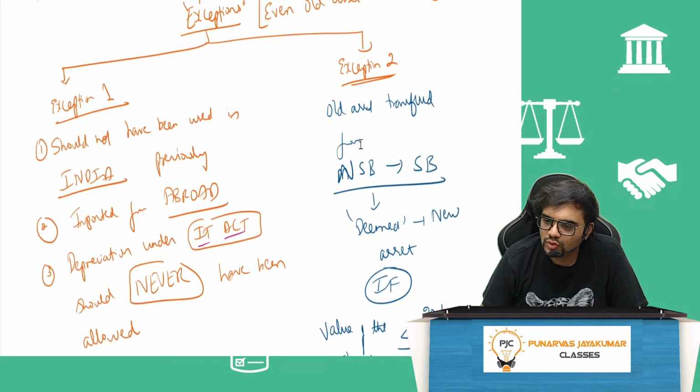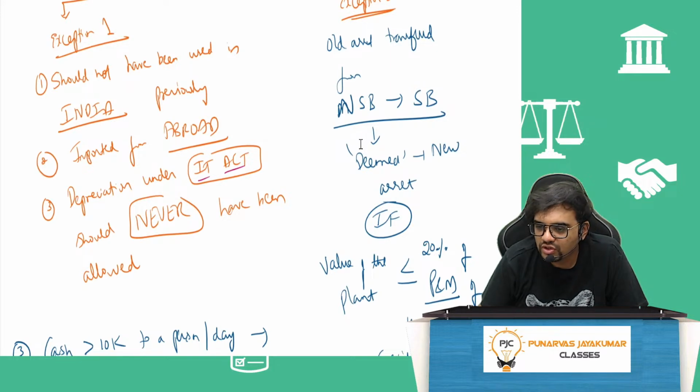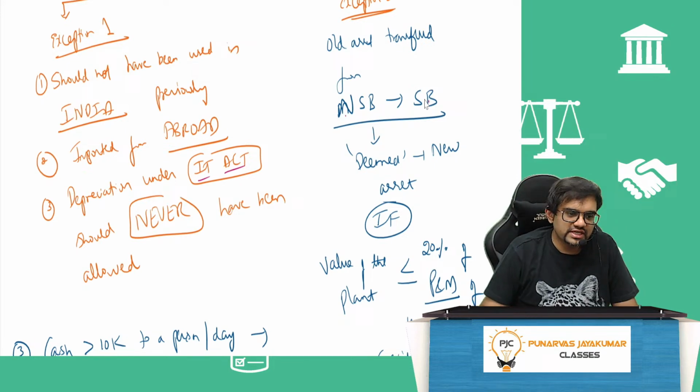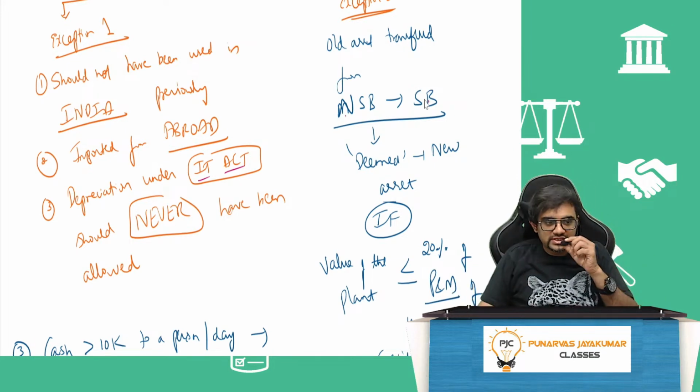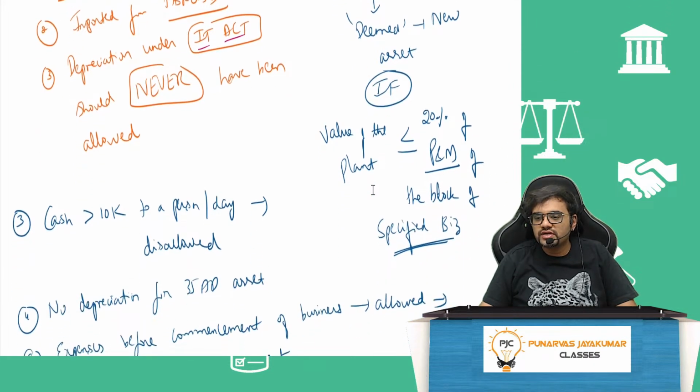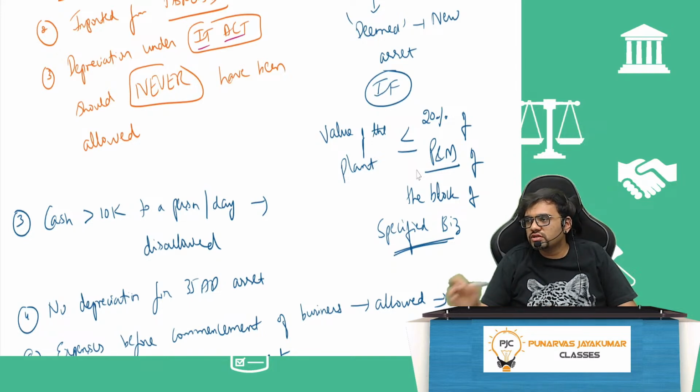Exception number 2, old asset is transferred from non-specified business to specified business. It is still deemed to be new asset if value of the plant is less than or equal to 20% of the plant and machinery of the block of specified business. Means there is already a specified business asset of 100 crore. I am bringing in 15 crore worth of some old asset. Is it deemed to be new asset? Yes. So two exceptions are there.